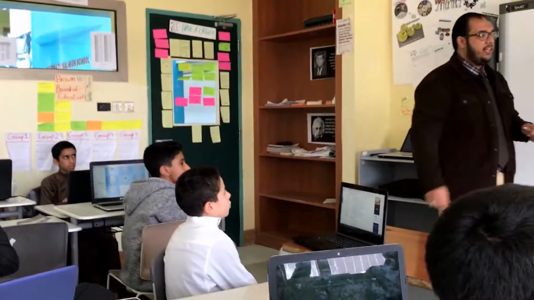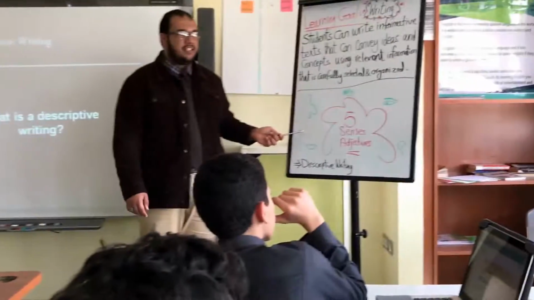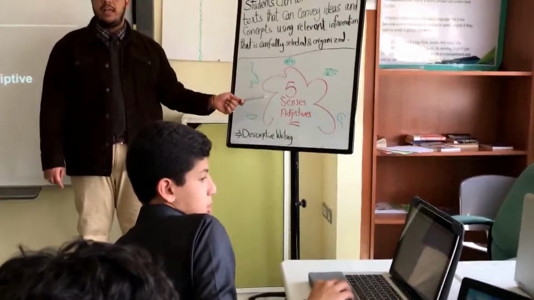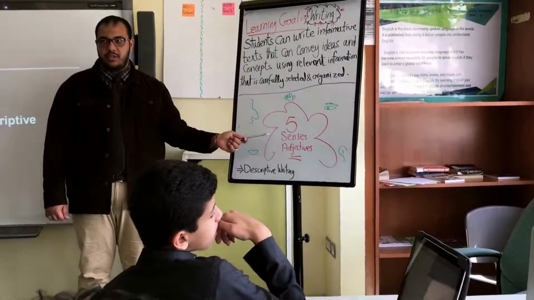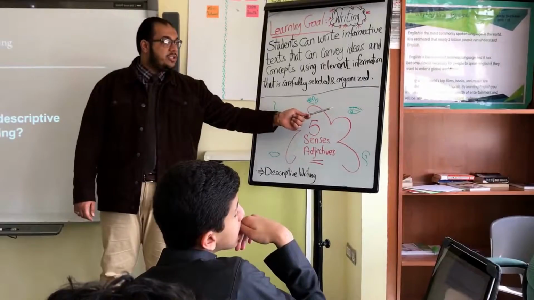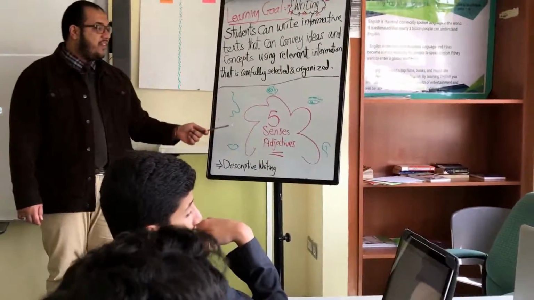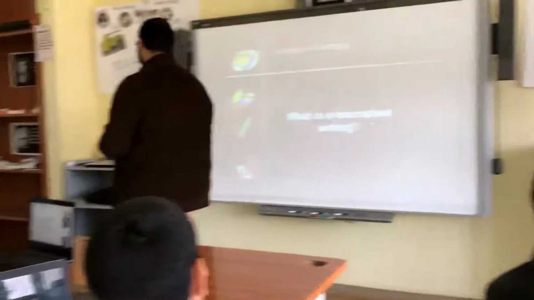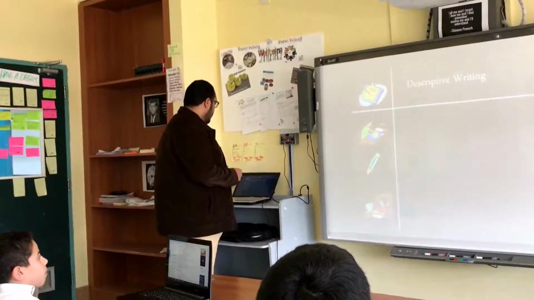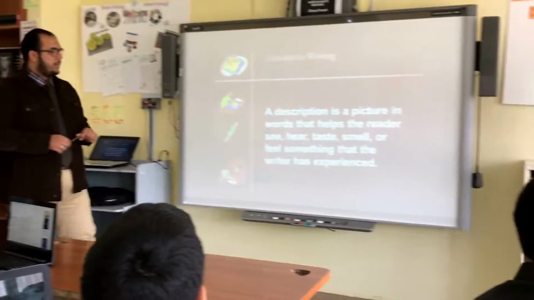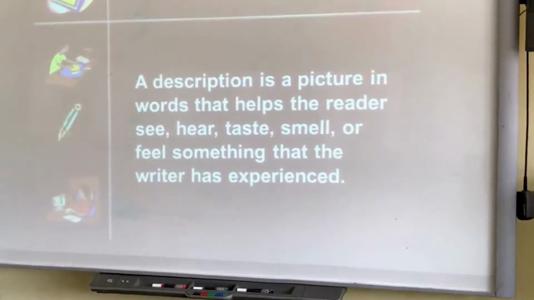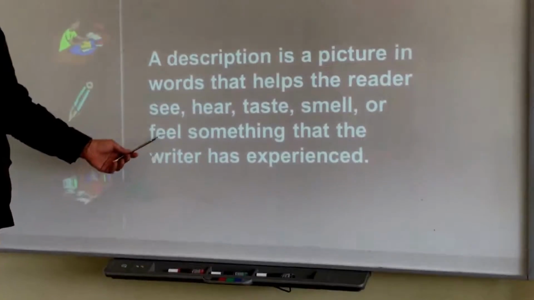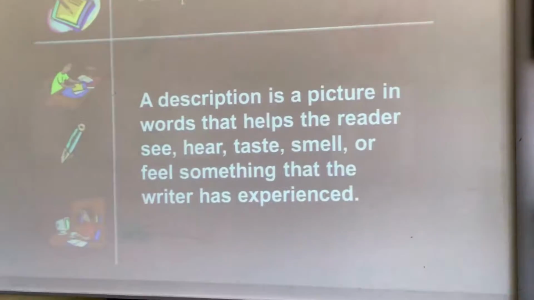The 5 senses, exactly. And this is what we have here for today. I intended to do this for you: adjectives that address the 5 senses. And this is the most important part in description, using the adjectives that can let you see, hear, or feel what you are talking about or what you are reading. So generally, description is a picture in words that helps the reader see, hear, taste, smell, or feel something that the writer has experienced.